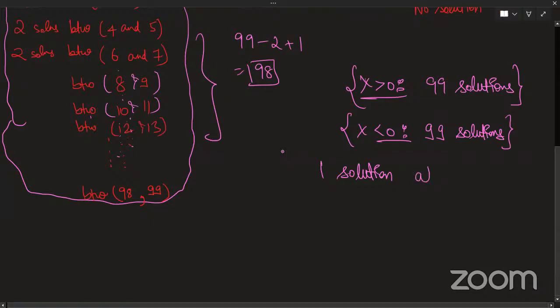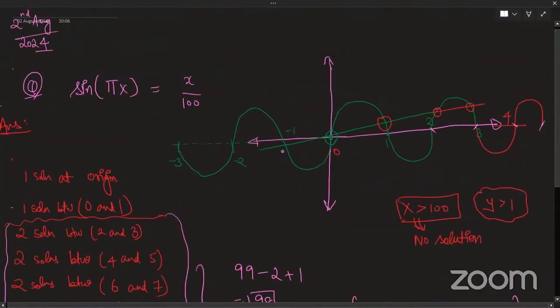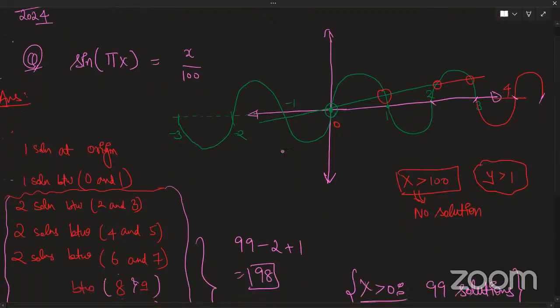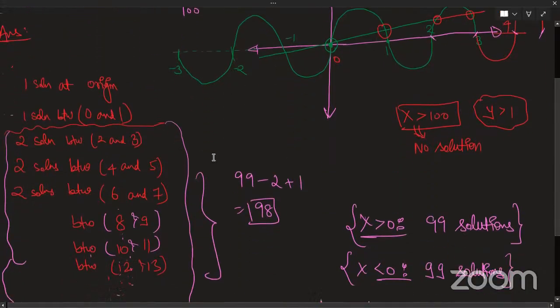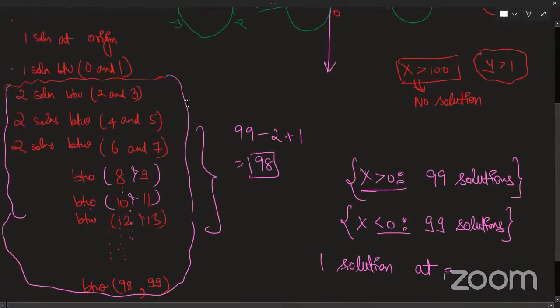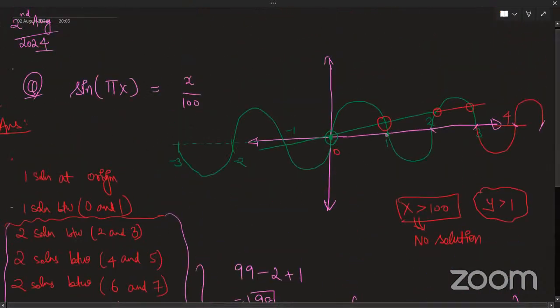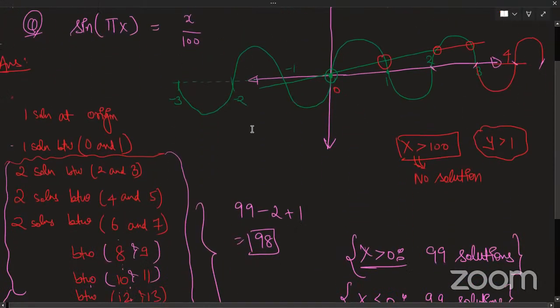Why? x is equal to... Why? Tell me. Less than 0. Because, sir, origin counts. No, I have not counted origin. See, I have total 99 solutions in this bracket. I was only counting this part. Total 98 solutions are here. Now I have counted this solution. So I have total 99 only on the right side of x-axis. I have not counted this origin wala solution yet. I have not counted that.